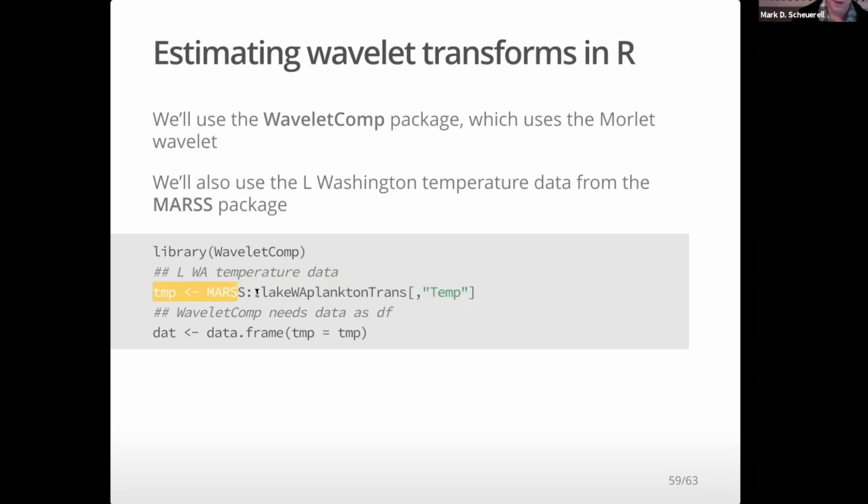So I'm just going to define a variable based on the Lake Washington temperature data set. WaveletComp needs a data frame as an argument. You can't pass it a vector. So here I just created a data frame that's only got one column in it. It's just temperature.